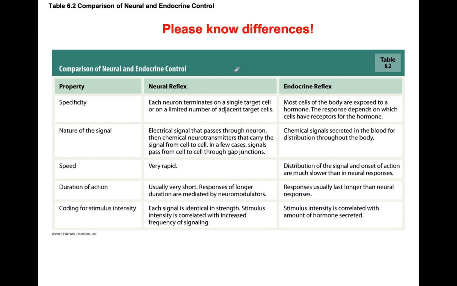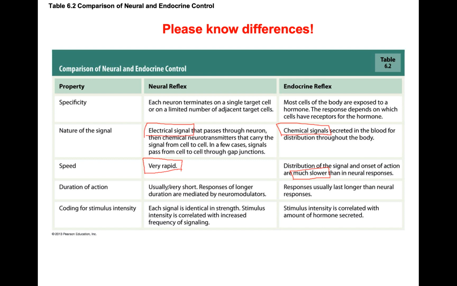So we're looking at the differences between neural and endocrine reflexes. So just nervous system and just the hormone system. In the nervous system, the signal is electrical. In the endocrine system, it's a hormone, so it's chemical. The nervous system response is very fast, and the response time for the endocrine system is much slower. It takes a lot more time for hormones to actually go through your blood and bind to a receptor.